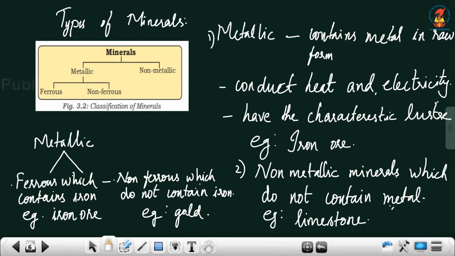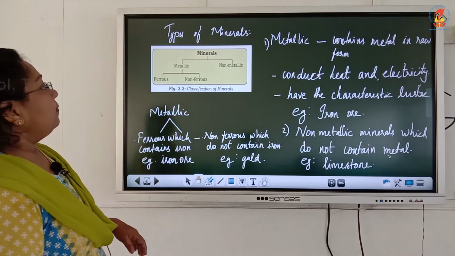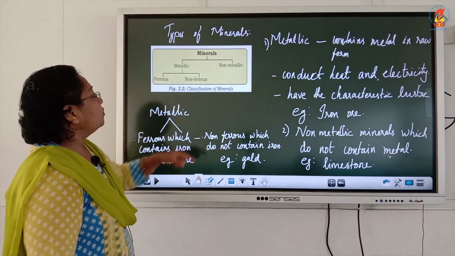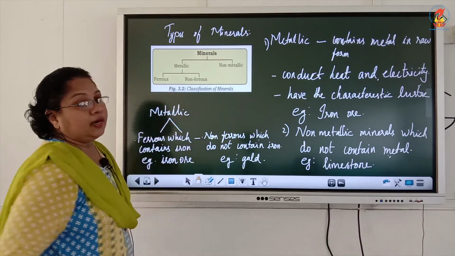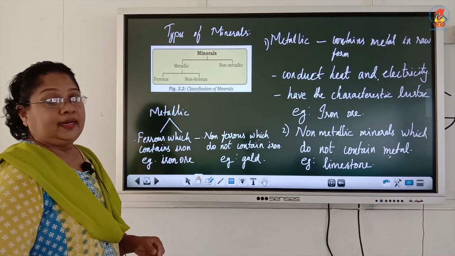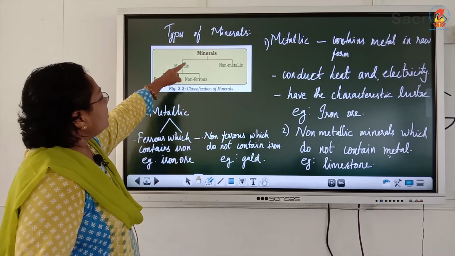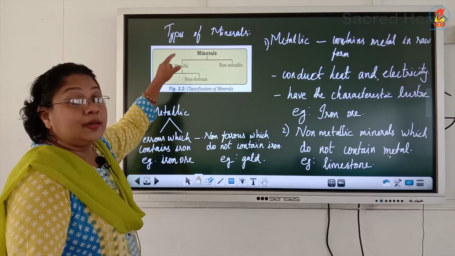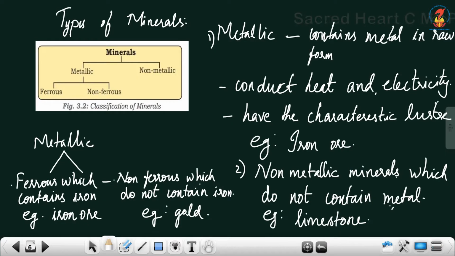Now we can come back to the minerals themselves, the types of mineral. Minerals can be classified broadly into two. One is metallic mineral and the other is non-metallic mineral. From the name itself we know what a metallic mineral is. A metallic mineral contains metal in raw form. For example, iron ore itself.